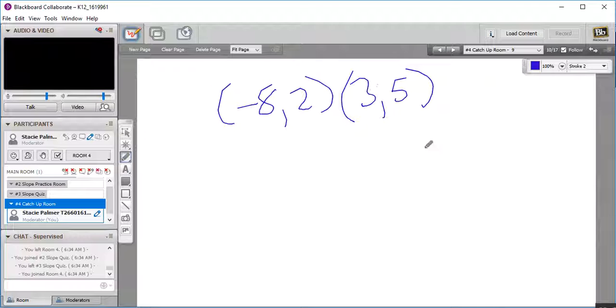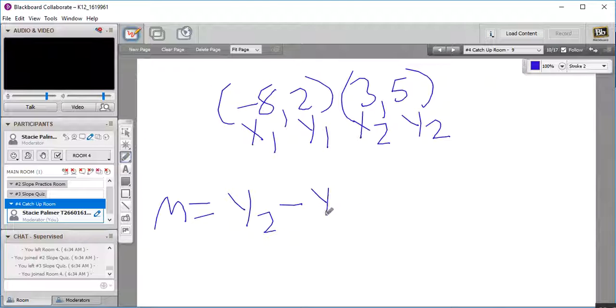Okay, so remember to find slope by using the slope formula. Our first step is to label our points. So this is the x of our first point, the y of our first point. This is the x of our second point, the y of our second point. Our slope formula says that if we take the y of our second point minus the y of our first, that gives us our rise, the top number of our fraction. If we take the x of the second point minus the x of the first, that gives us our change in x, or our run, or the bottom number of our fraction.